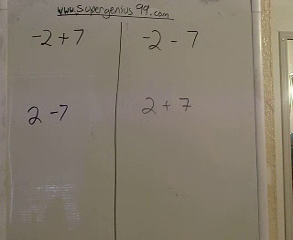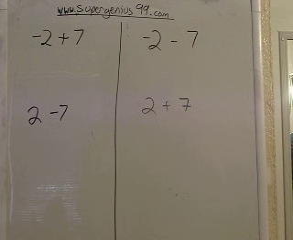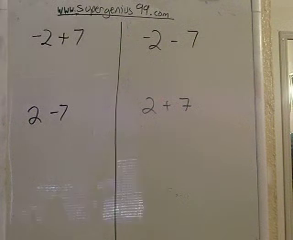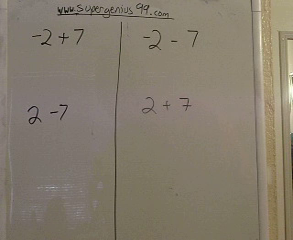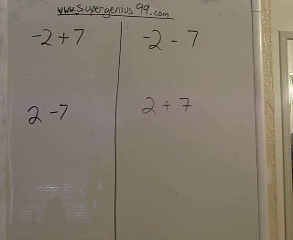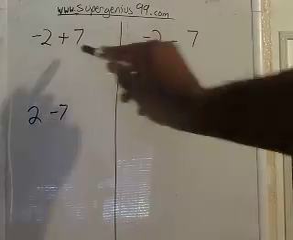So adding integers, different signs, same signs. The rule is, if it's the same sign, then you sum. If they're different signs, then you subtract their values and you keep the sign that has the greater absolute value. So let's look at this first one right here.